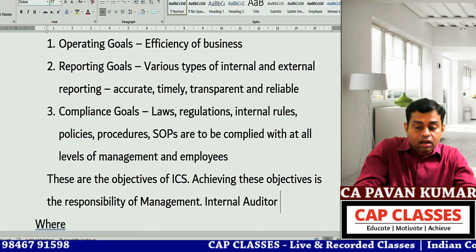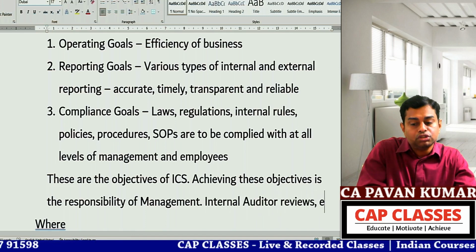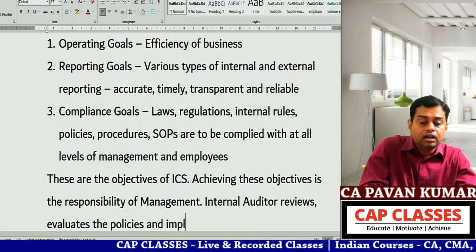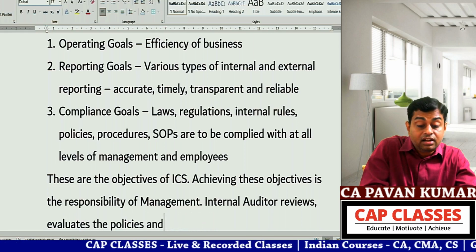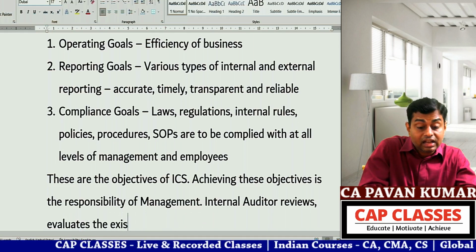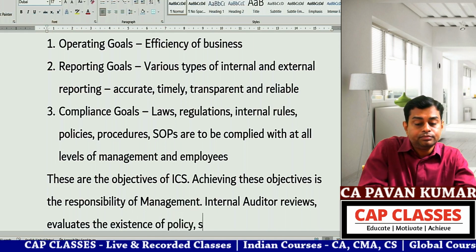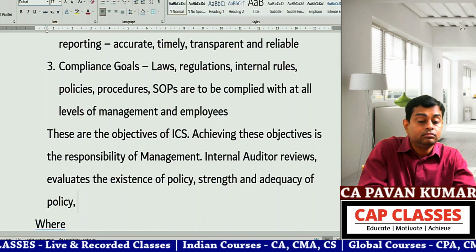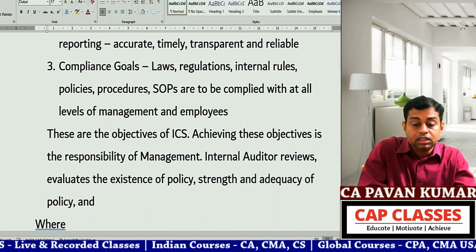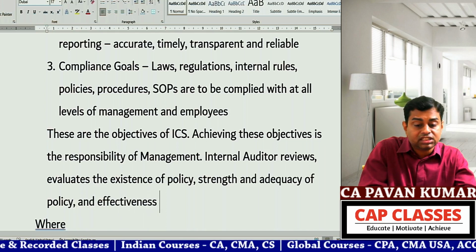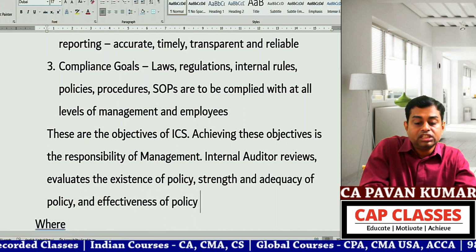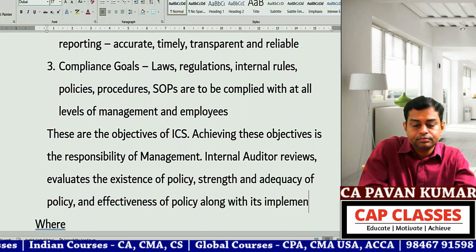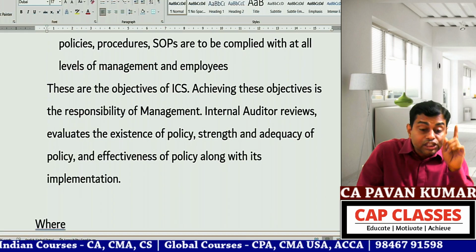Internal auditor reviews and evaluates the policies: the existence of policy, the strength and adequacy of policy, and the effectiveness of policy along with its implementation. This is what you read.